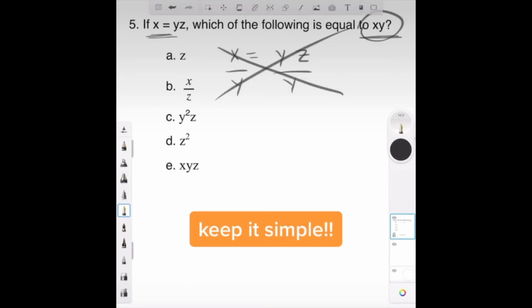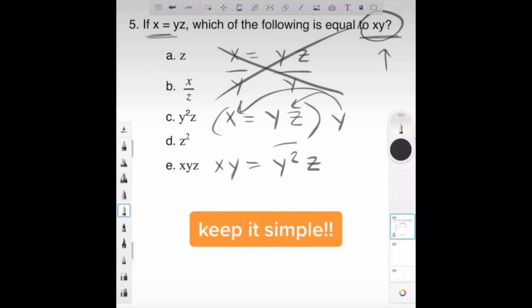No. So here's what we're gonna do, ready? X equals YZ. What are we looking for? We're looking for XY. So you're allowed to multiply an equation by whatever you want. So let's do that. Let's multiply both sides of this equation by Y. And then what do we get? XY equals Y squared Z. And that's it. Answer choice C.